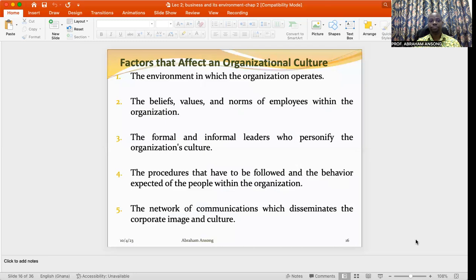The procedures that have to be followed and the behavior expected of the people within the organization.